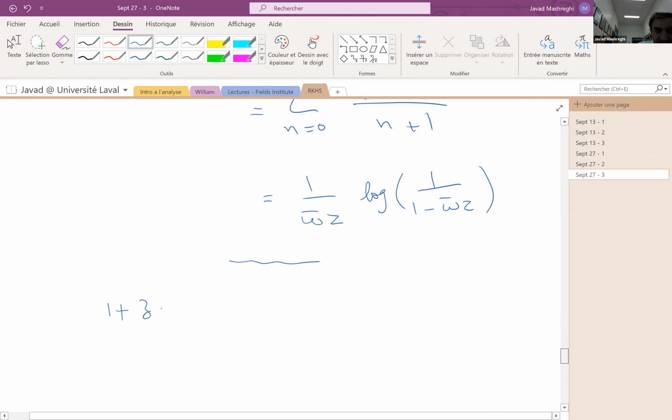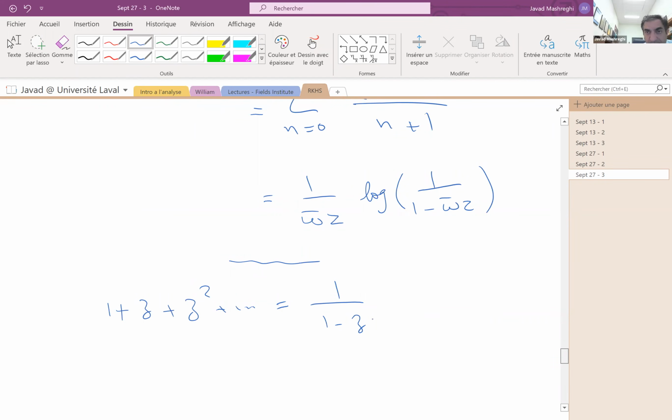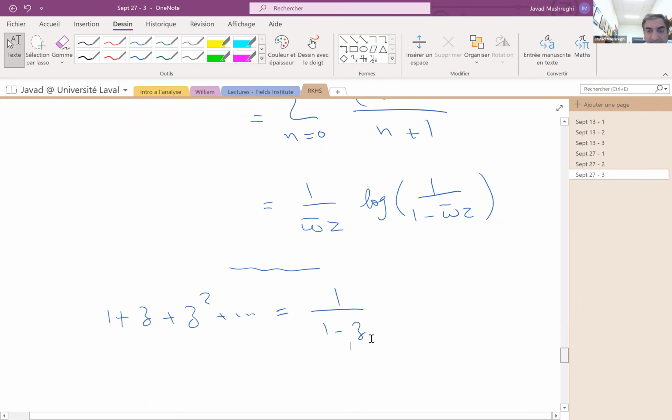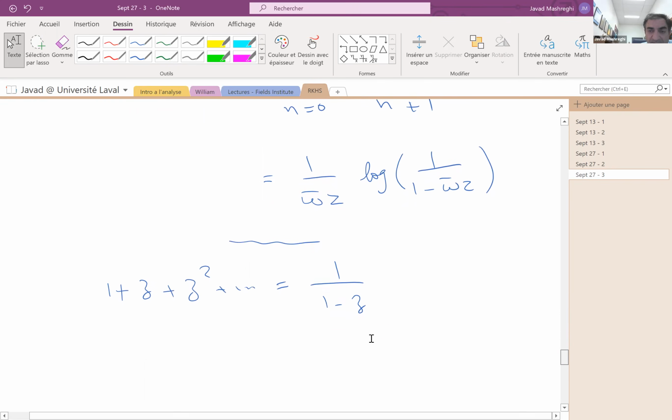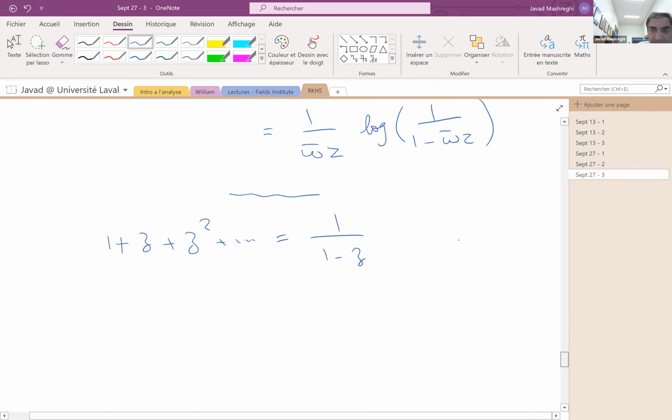1 plus z plus z² is 1 over 1 minus z. We can consider z to be a real number. And then you take the integral of this, say from 0 to z. What do we obtain? So here is z plus z²/2 plus z³/3, and this becomes log of 1 minus z with minus.